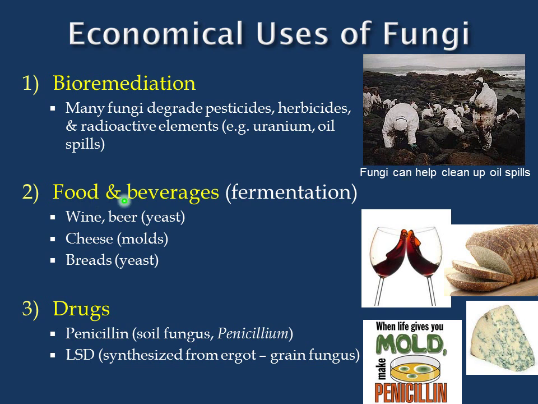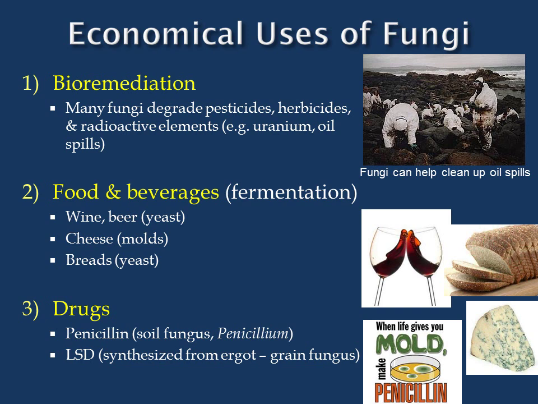Two, food and beverages. We can ferment things with them. So our wine and beer, my lovely banana Hefeweizen, comes from a yeast. Cheese. I love cheese, and I don't really want to talk about it because I could go on for a while about cheddar and provolone cheese, but those are made by molds. Breads, again, are made by a yeast, which is a type of fungus.